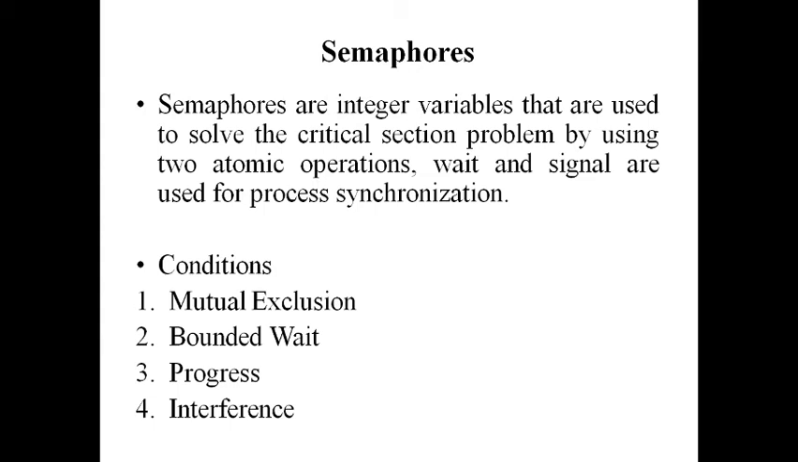Hello everyone. In this video we will discuss semaphores. Semaphores are a solution for all the problems discussed till now in IPC, inter-process communication. It is the solution for the critical section problem. Semaphores are integer variables that are used to solve the critical section problem by using two atomic operations, wait and signal. By using only these two atomic operations, the critical section problem is resolved by semaphores.